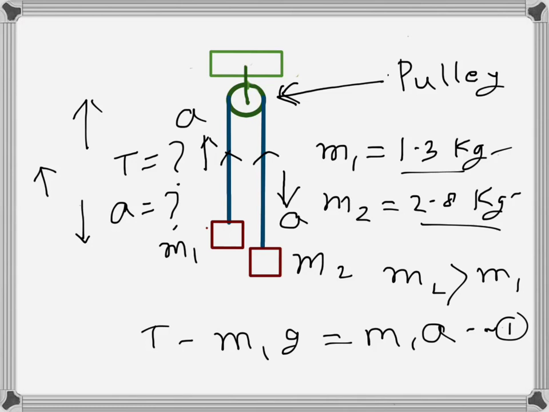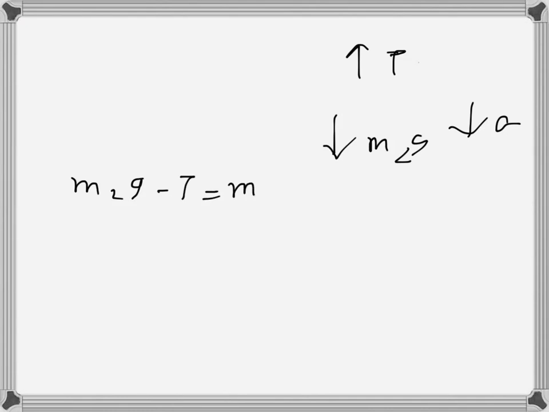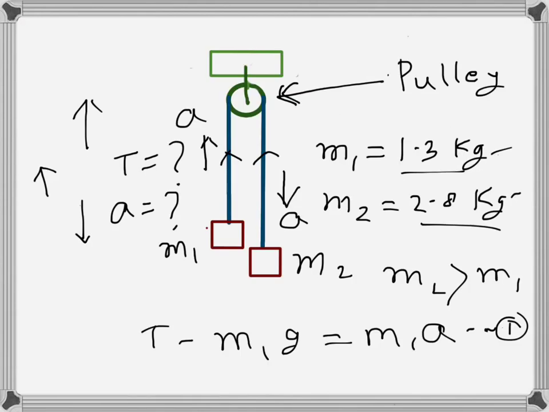So for M2, what's happening: weight M2G is downwards, acceleration is downwards, and tension in the cord is upwards. So for this case it will be M2G minus T equals M2A. So this will be our equation 2, let's say, and this one is equation 1.